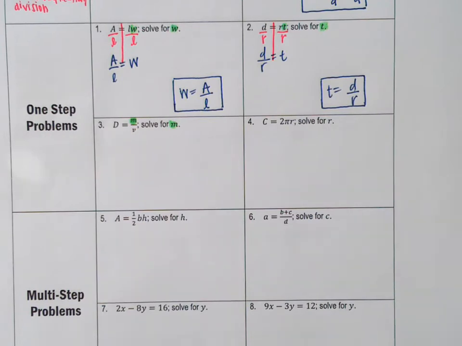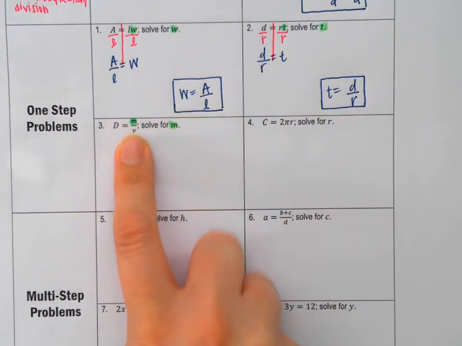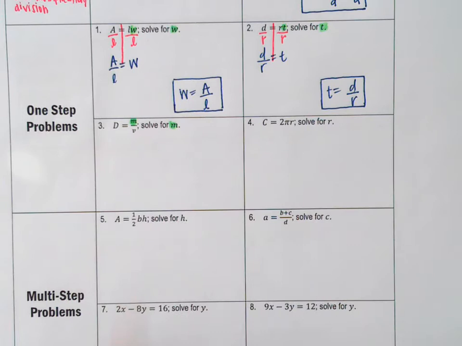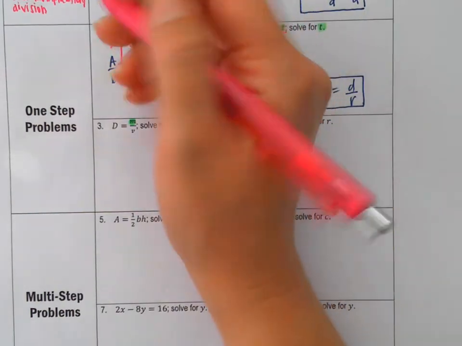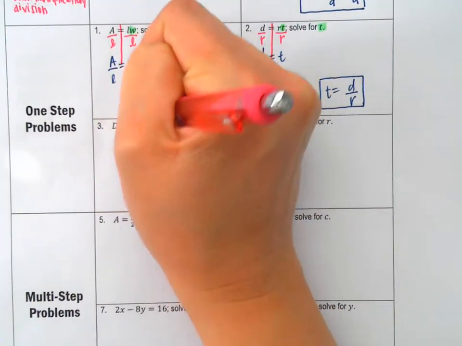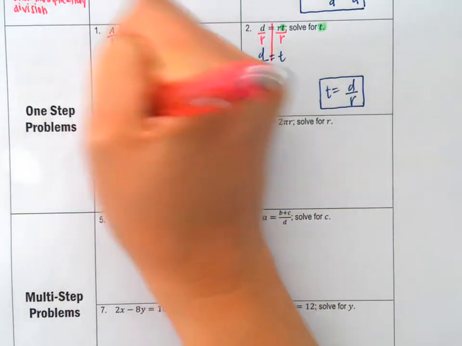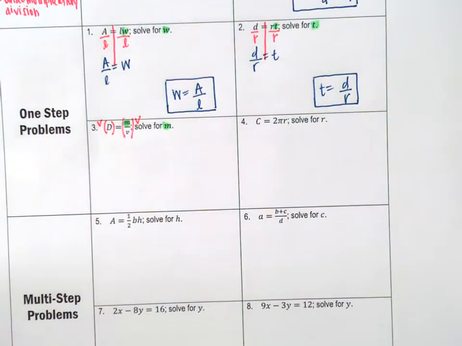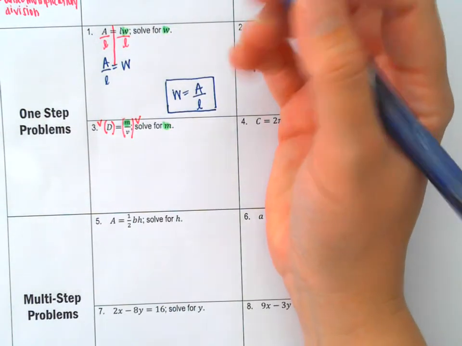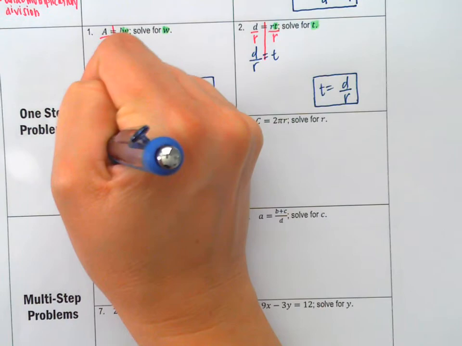So then to get m by itself, m is being divided by v. So to get m by itself, we have to undo that division. So the opposite of dividing, oops, I'm throwing pens. The opposite of dividing is multiplying. So I'm going to multiply v to both sides. And so v times d, or d times v, doesn't matter.